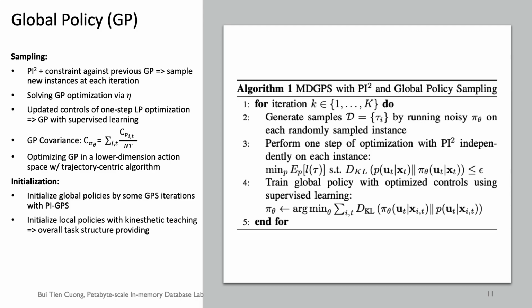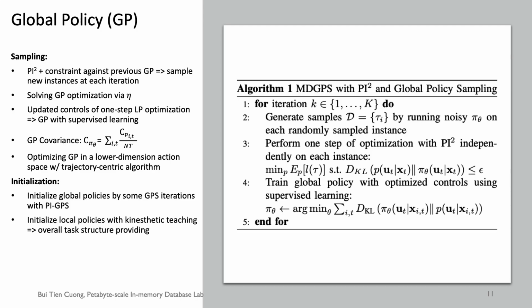The covariance of global policy noise is updated by averaging the covariance of the local policy at each iteration. The optimization is performed in the local lower dimensional action space with a trajectory-centric algorithm. Global policy is initialized by some GPS iteration with PGPS. We also initialize the local policy with kinesthetic stitching to provide the algorithm with overall structure of the task at the start of the training.